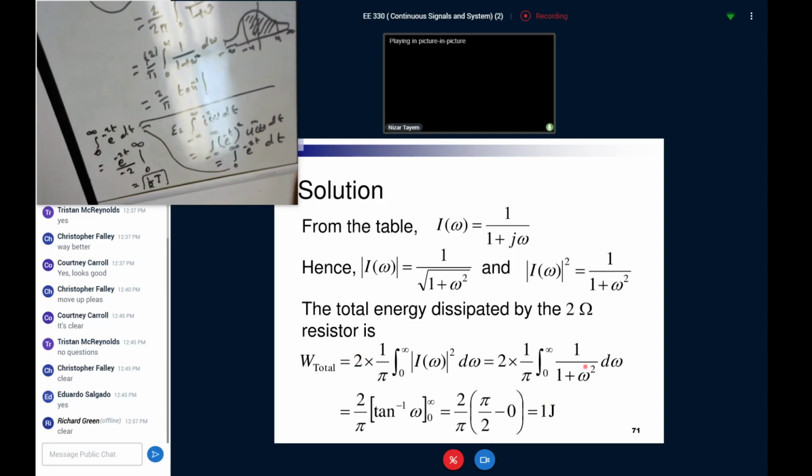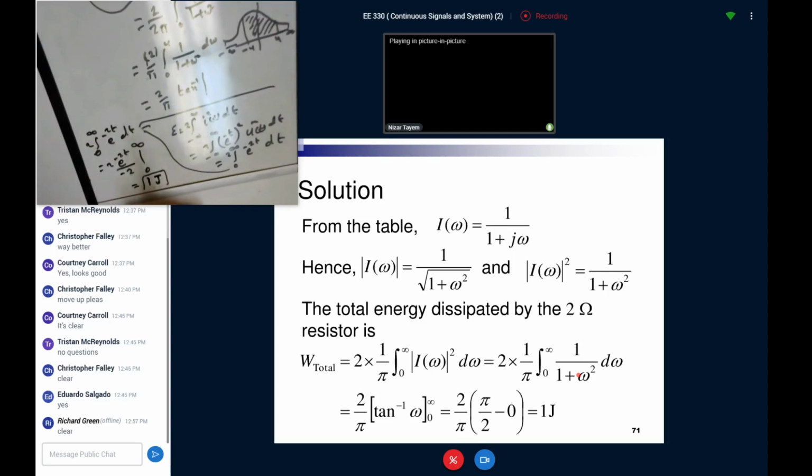To be consistent with the solution here, we just multiply by 2. If we multiply everywhere by 2, okay? Since we're talking about a 2 ohm resistor, what will we get? We will get 1 joule in this case. So assume the resistor here is a 2 ohm resistor rather than a 1 ohm resistor, so then we'll get 1 joule.